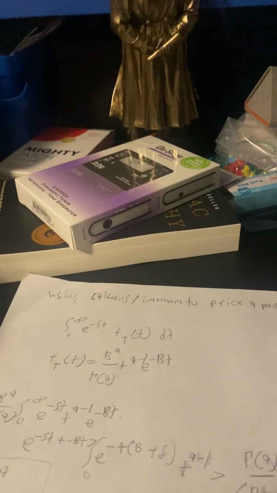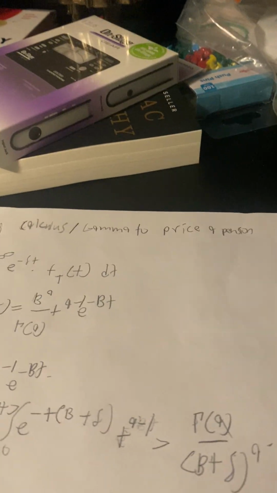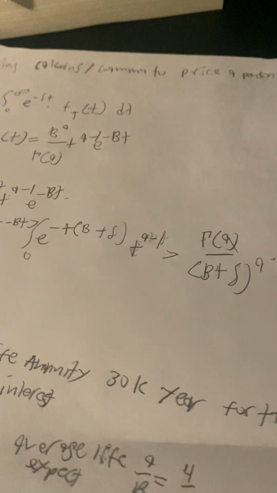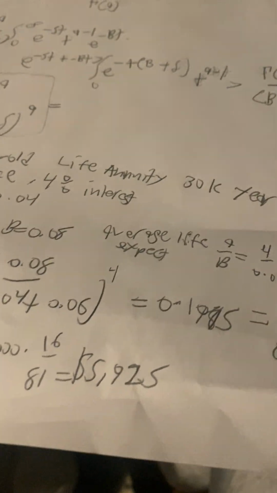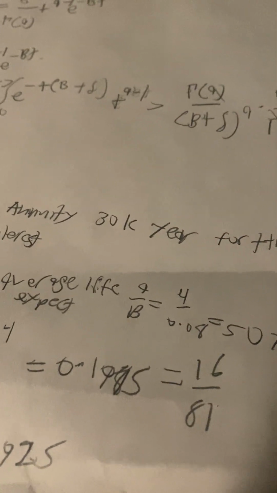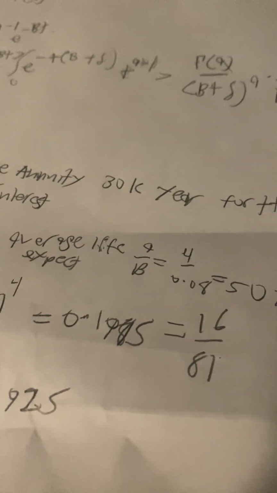Hello, this is experiment 2 of using calculus gamma to price a pension. So firstly, we tried the formula. Secondly, we found the price, or your APV price for a 40-year-old.